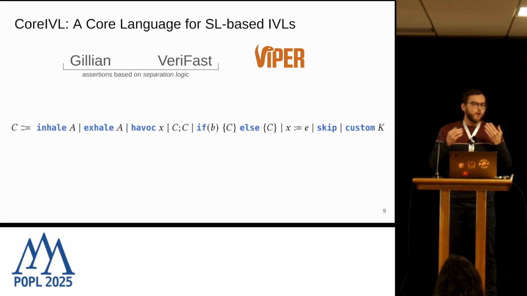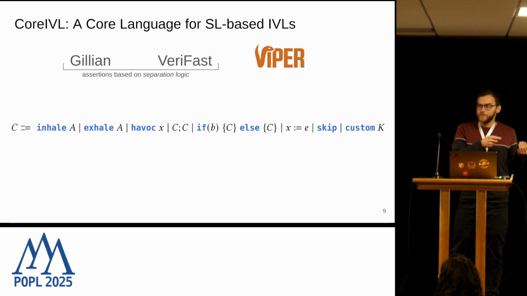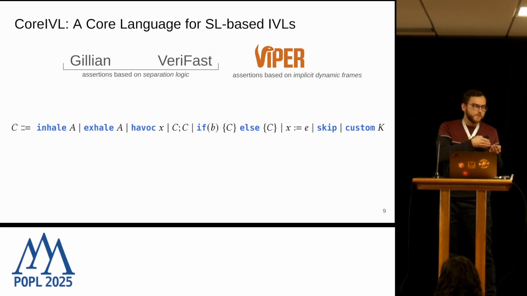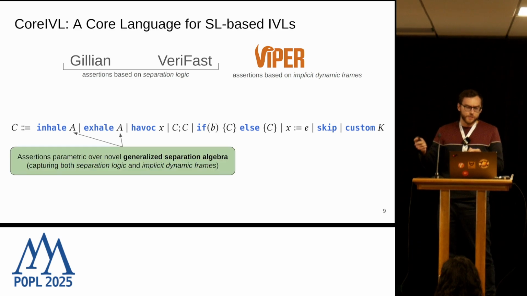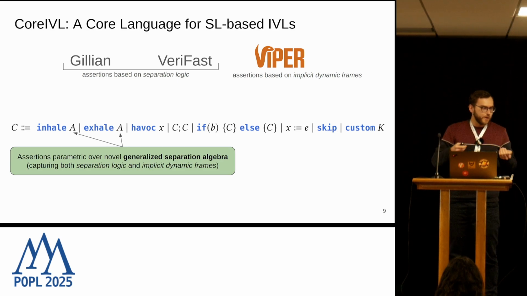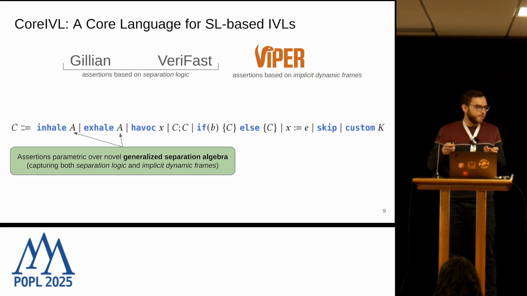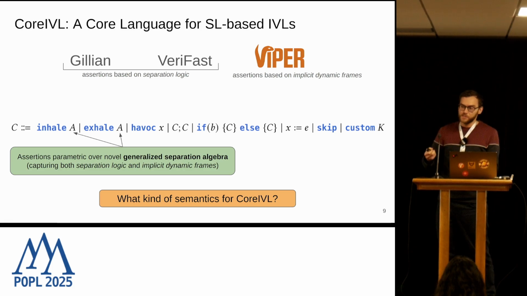But there is also another discrepancy that we need to resolve if we want to capture those existing separation logic-based IVLs with core IVL. That is, Gillian and VeriFast assertions are based on separation logic, whereas Viper assertions are based on implicit dynamic frames, which is a variation on separation logic. And to do so, in this work, we propose a novel generalization of separation algebra that unifies separation logic and implicit dynamic frames.